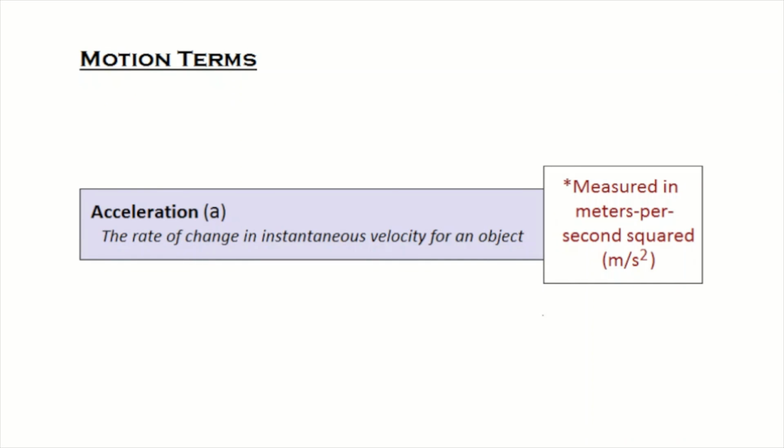Finally, acceleration is a term we're going to want to know. This is the rate of change of instantaneous velocity for an object. So we need velocity to be changing, speeding up, slowing down, and this is measured in meters per second squared.